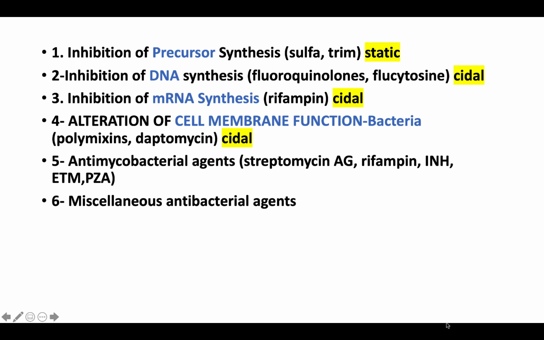راح نحكي بعدين عن DNA synthesis, actual DNA synthesis with actual enzymes, which is targeted by the fluoroquinolones, which in this case this is cidal. This would be bactericidal. The precursor synthesis is static.